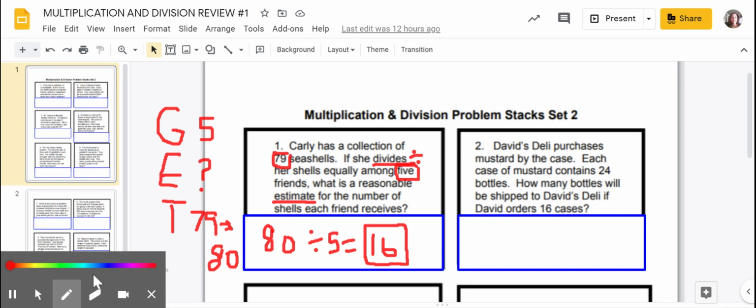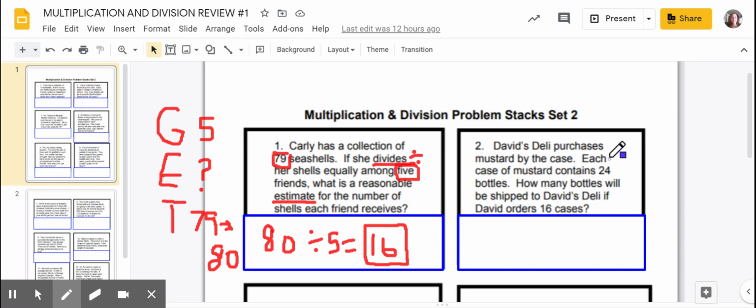Let's go ahead and go on to the next problem, number 2. David's Deli purchases mustard by the case. Each case of mustard contains 24 bottles. How many bottles will be shipped to David's Deli if David orders 16 cases?